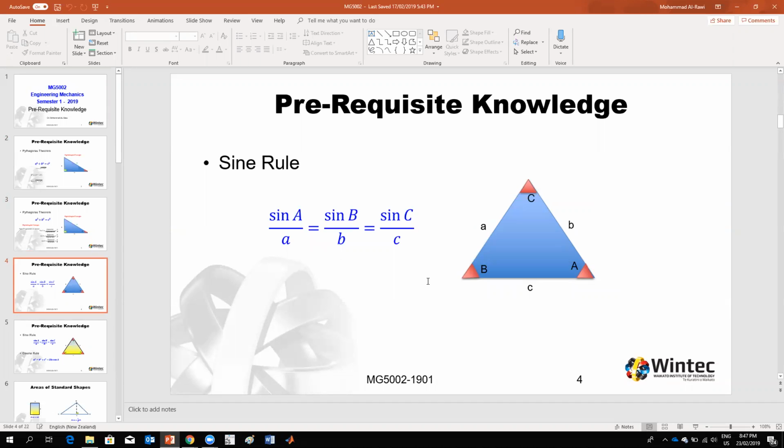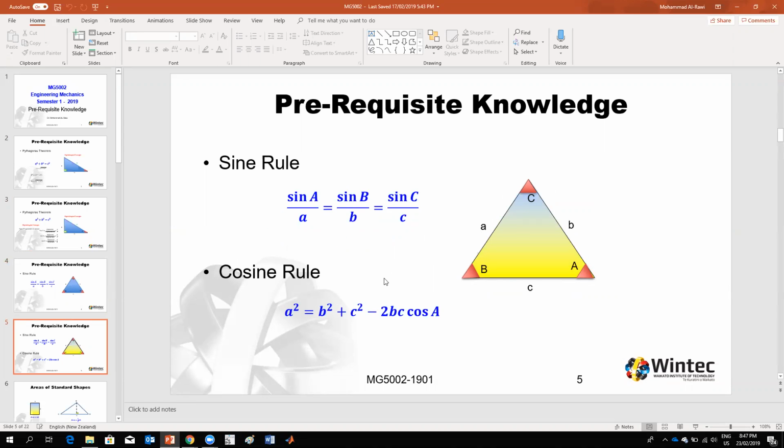Also, we learned the sine rule for this type of triangles as shown in this image. So sine A divided by A, the length of that, equals sine B divided by the length which is opposite to the angle, equals sine C divided by the length opposite to the angle.